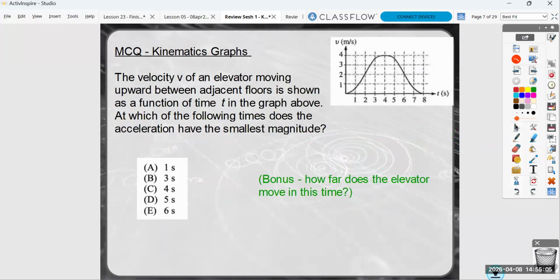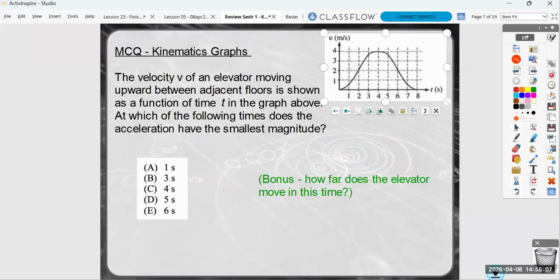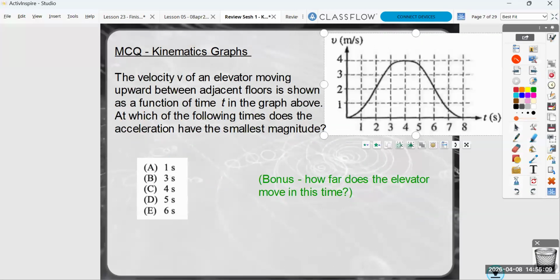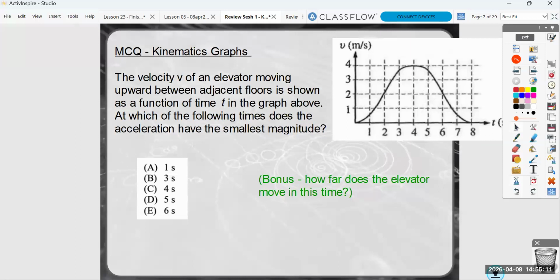Here's one. I'll blow up this graph for you so you can take a moment. So let's try to figure out, it asks us, here's the velocity. At which of the following times does its acceleration have the smallest magnitude? Yeah, 4 seconds. All right, at 4 seconds, what's our acceleration? 0, right? It's nice and flat.